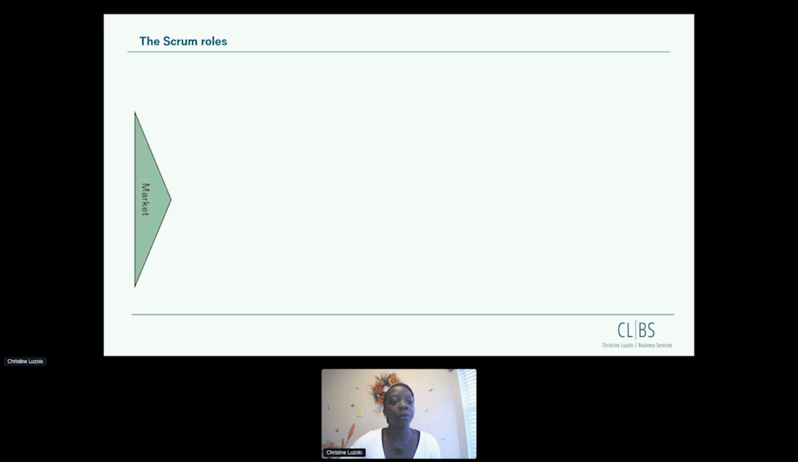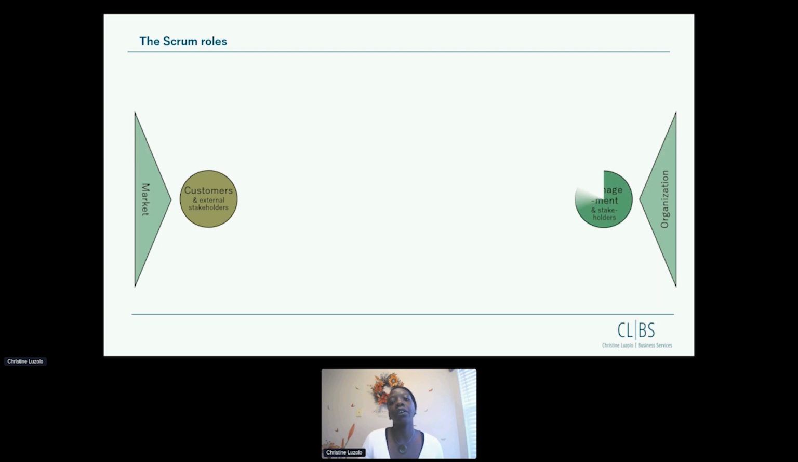On the one hand, we have the market. On the other hand, we have the organization or the company. The market is represented by customers and external stakeholders. The organization is represented by the management and internal stakeholders. So those are the two positions where the Scrum team gets input from: market-related input and organization-related input.